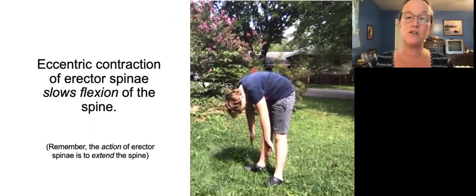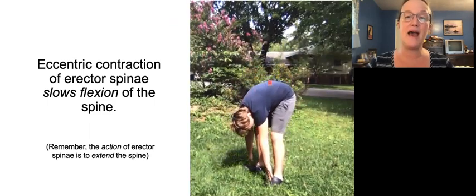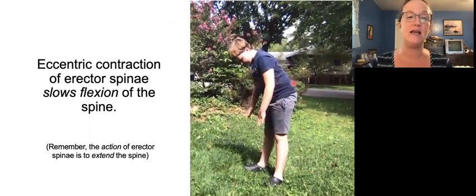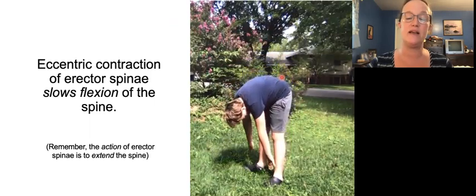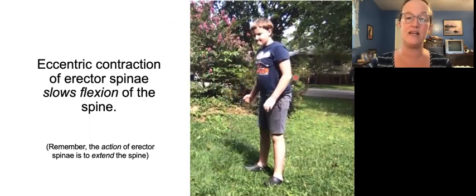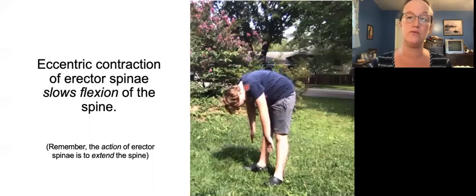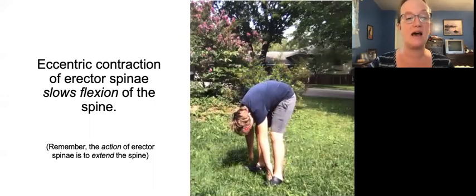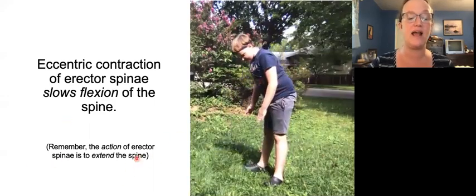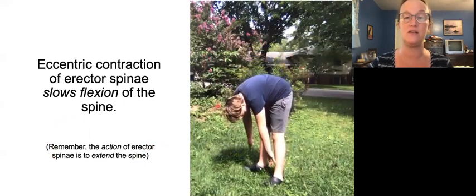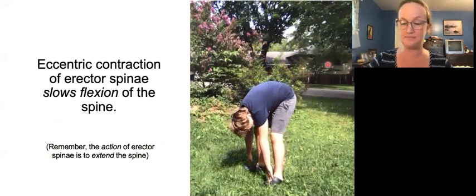So those erector spinae muscles along his back are contracting in an eccentric contraction. They are lengthening as they create tension to control his rate of flexion. And that's opposite their action. Remember, their action is to extend the spine, and here he's flexing his spine.